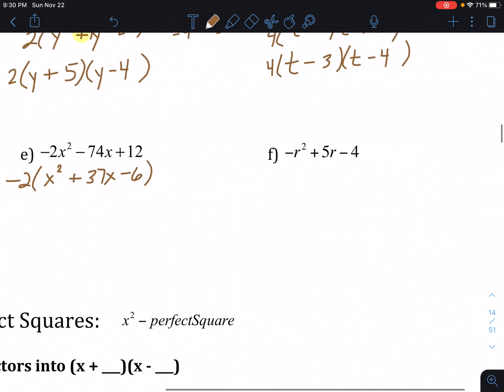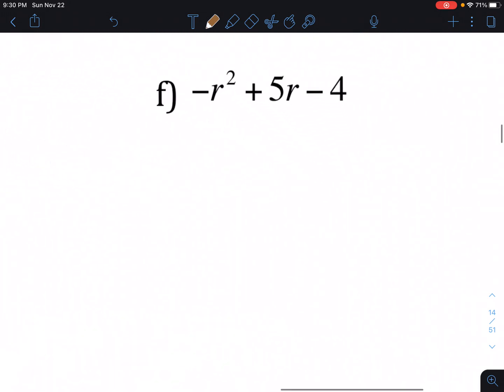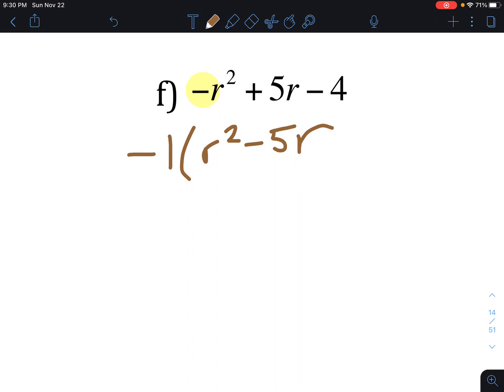GCF. So here, letter F, first term is a negative. So what's your GCF here? It's actually -1. So carefully divide by -1. It just changes the signs of everything. And then you're going to bring down your GCF. You don't need to bring it down as a -1. You just put a negative out in front.